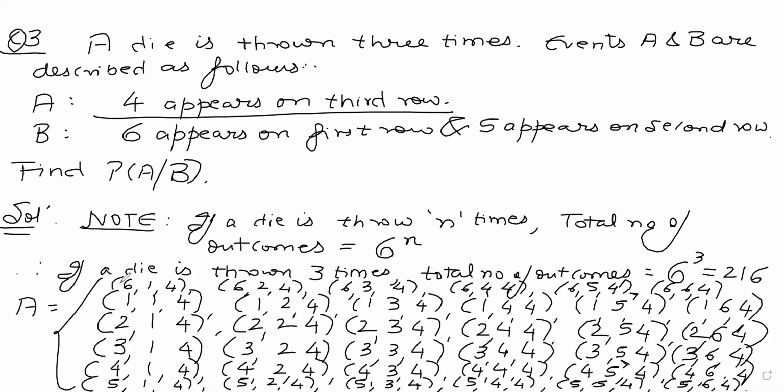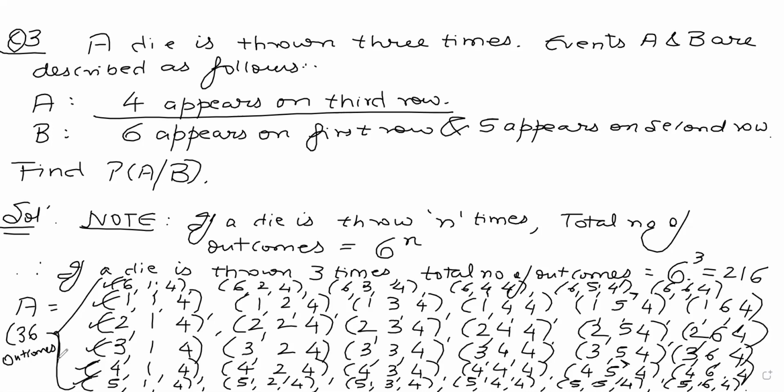How many do I have? If I look at the first row, it has 1, 2, 3, 4, 5, 6. And how many rows do I have? 1, 2, 3, 4, 5, 6. So that means event A has 36 outcomes in total, 6 times 6. If you count them, it comes out as 36.